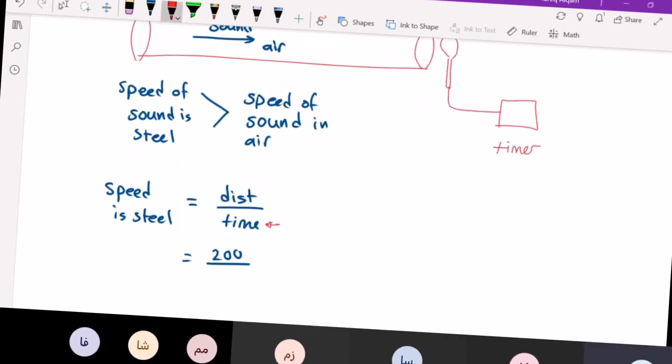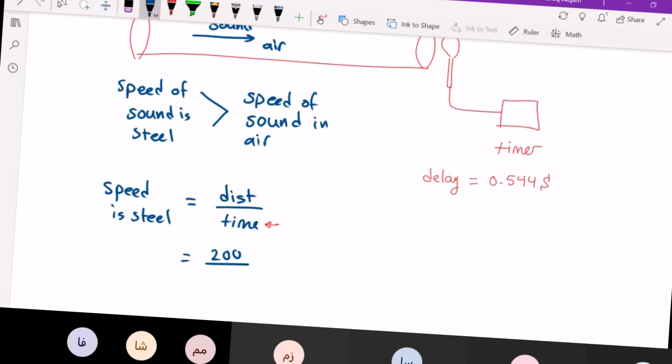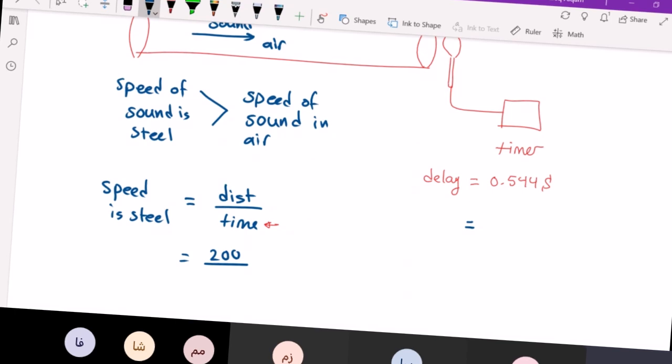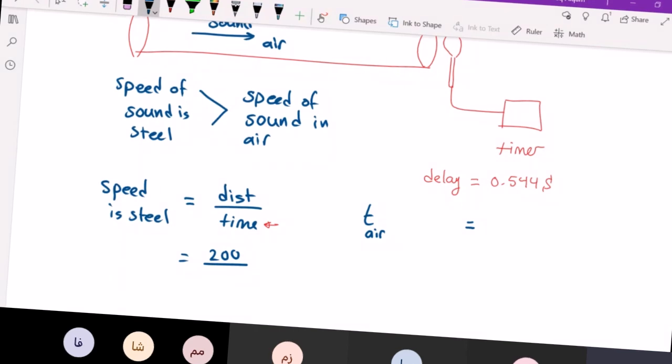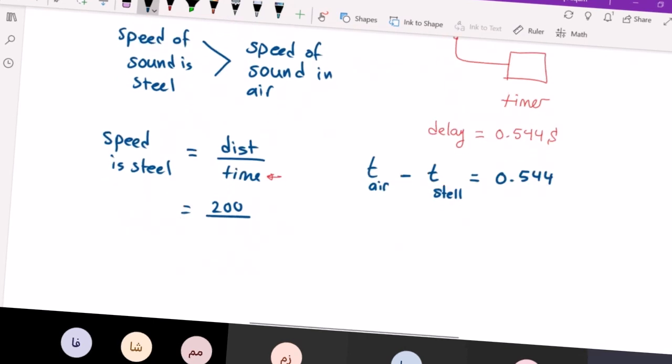We are given a delay of 0.544 seconds. Pay attention, guys here. How will we consider a delay? What is meant by this delay? A delay means that the time for the sound to travel in air minus the time for the sound to travel in steel equals 0.544 seconds. This is the delay. Okay, guys?